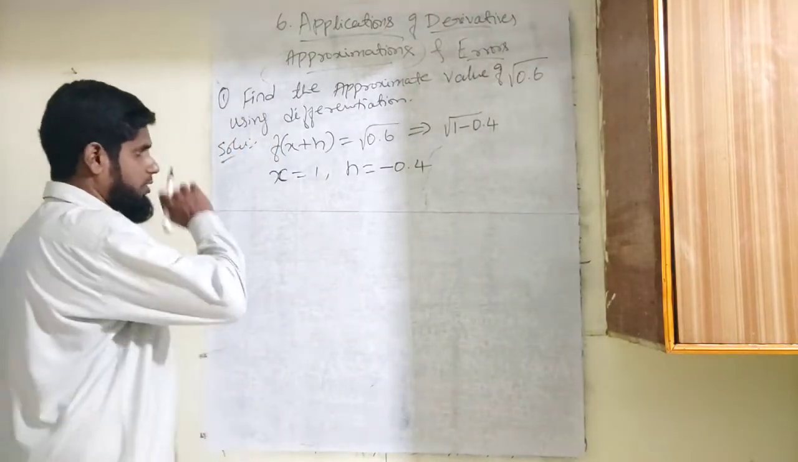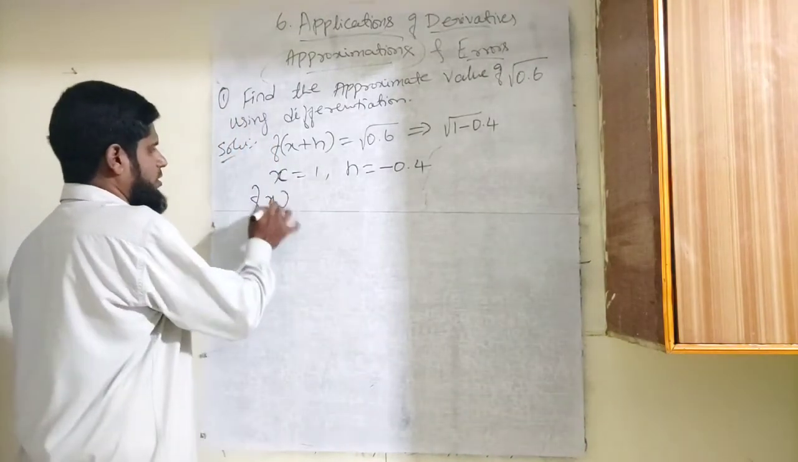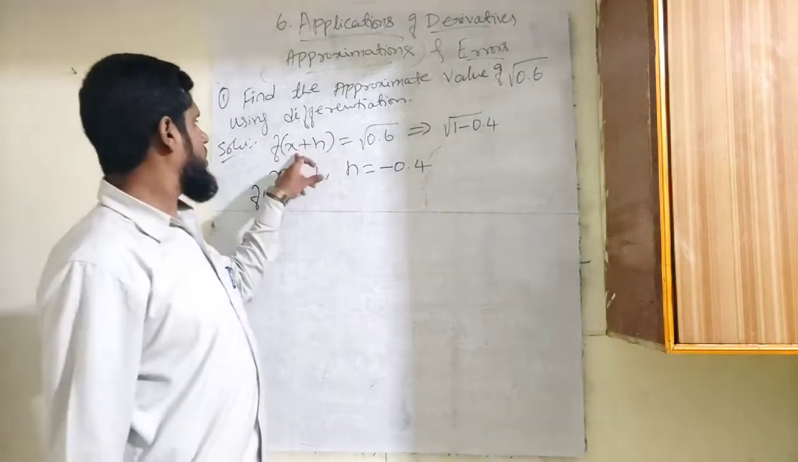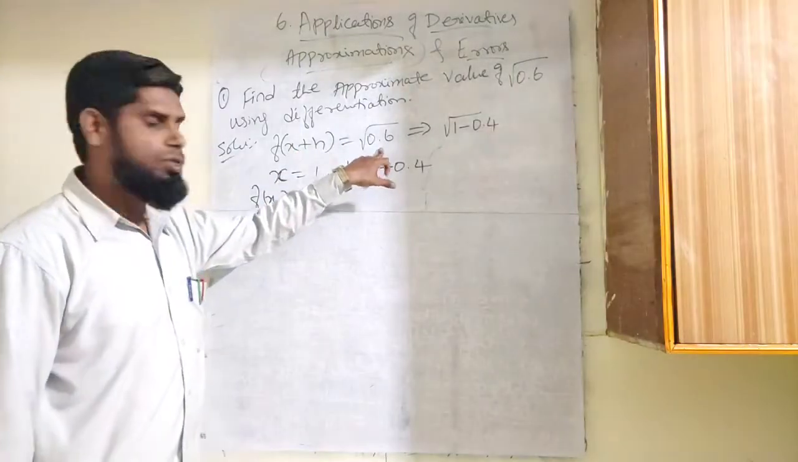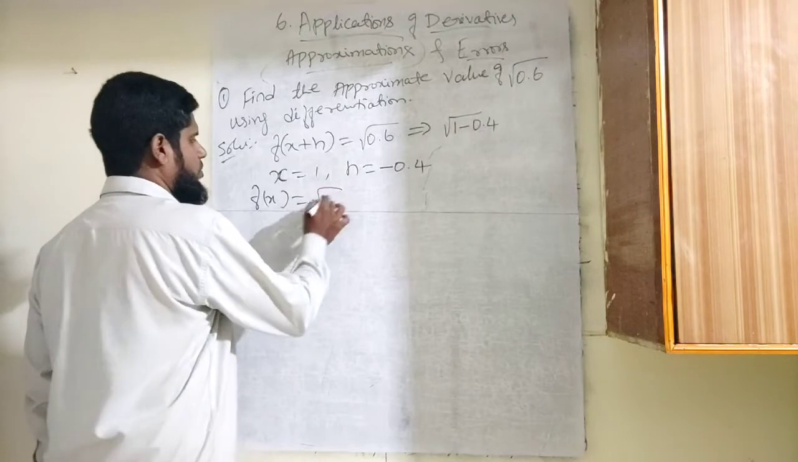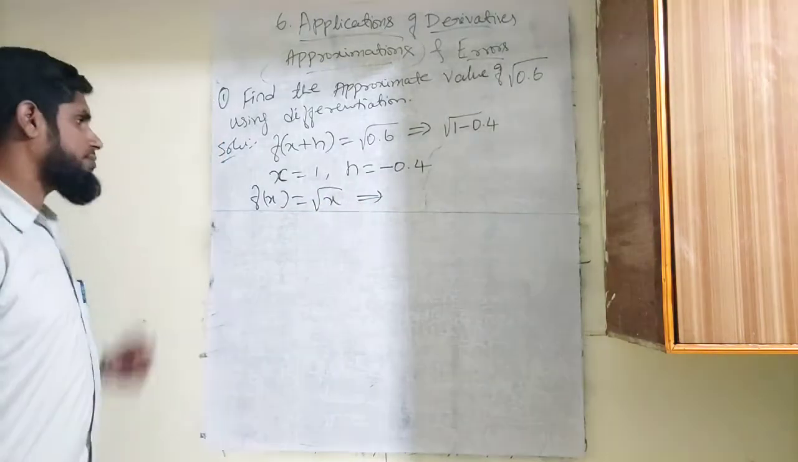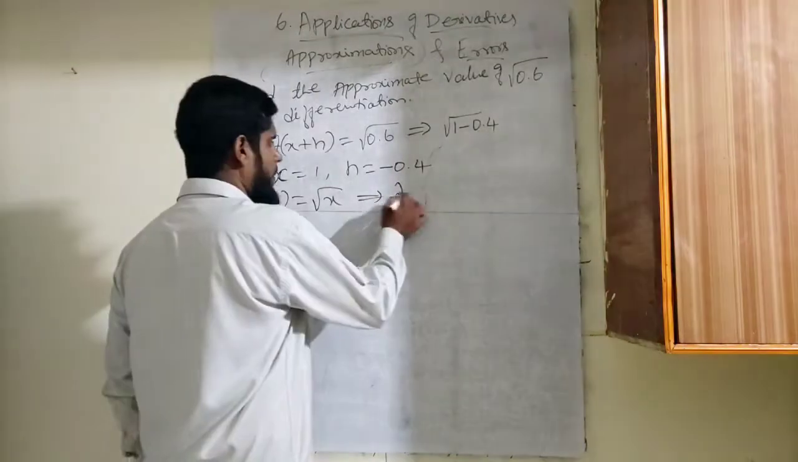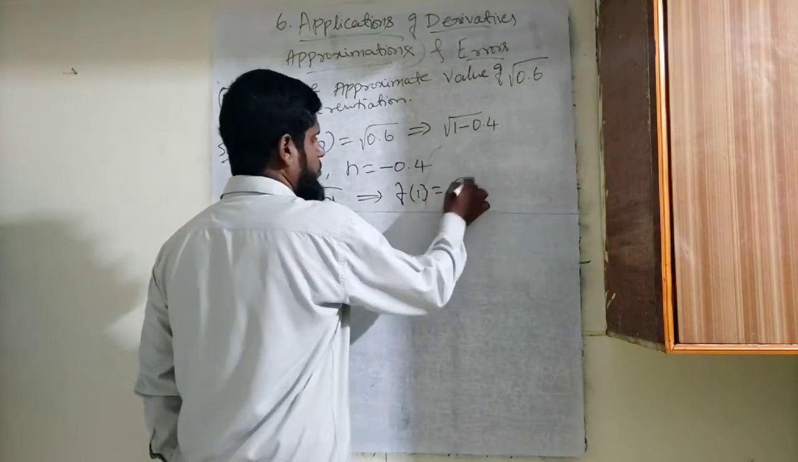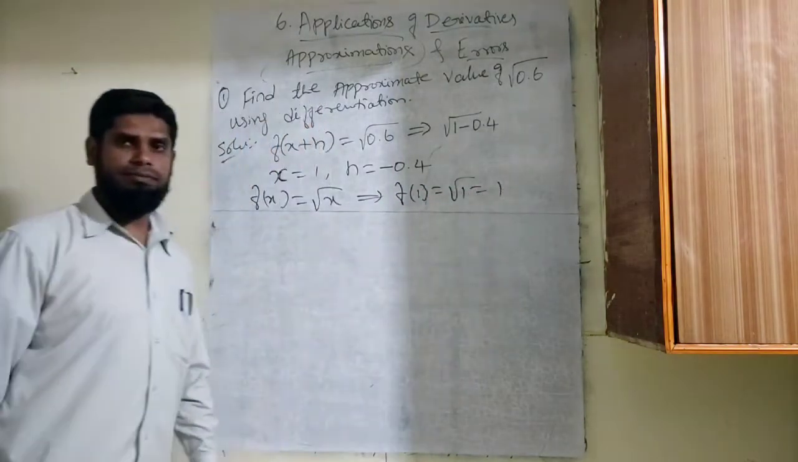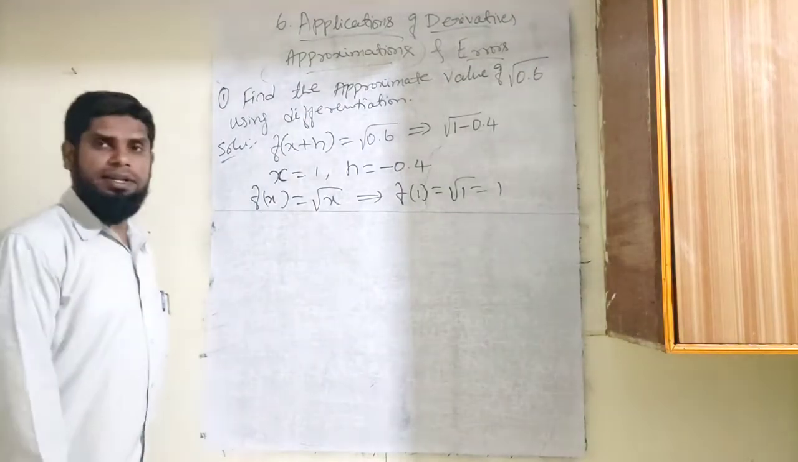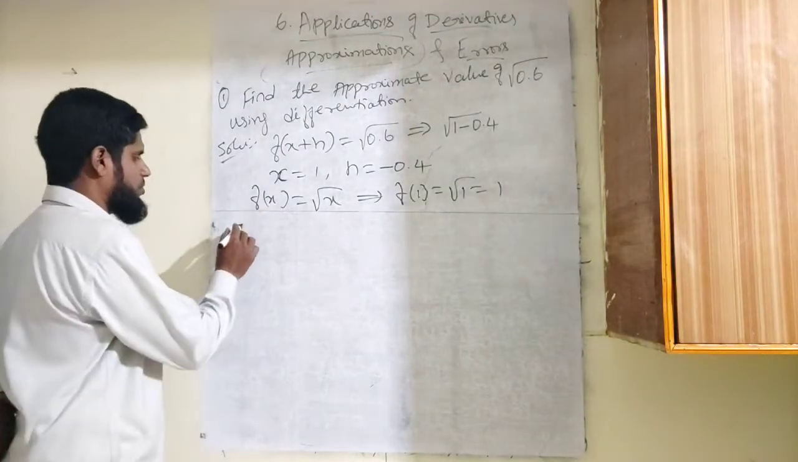Okay. So what is my f of x? Obviously, here the function is in the form of square root. So it is equal to root of x. Let me find at x is equal to 1. So f of 1 is equal to root 1. Answer is 1. So let us find the derivative of this function now.